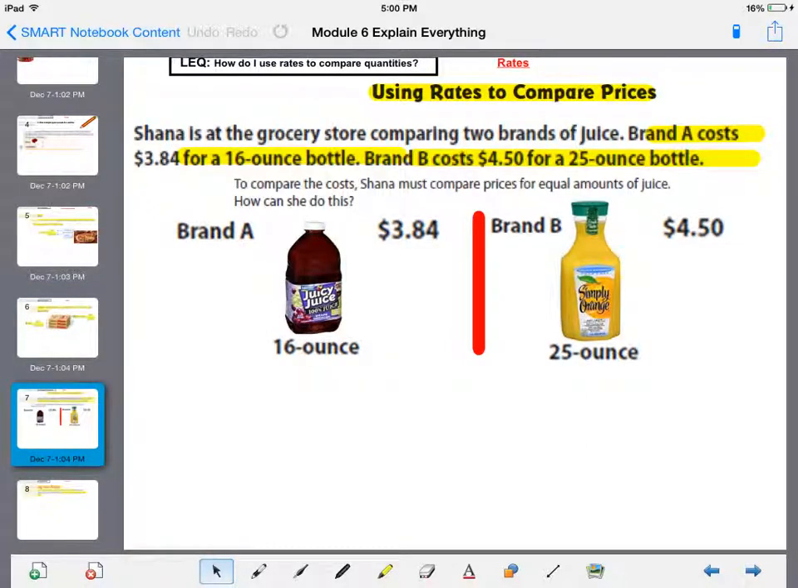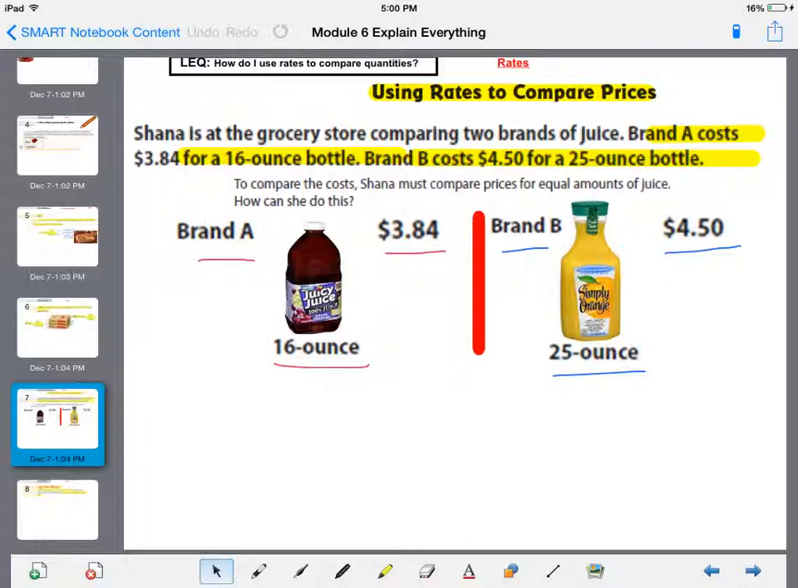This was one of my favorite questions that we've done in class thus far. The reason I like it so much is because we really can apply this to our real world. I spoke to you guys about how your parents do this all the time when they go to the supermarket. If they came across these 2 different brands and they see that they can pay $3.84 for brand A, which is going to give them 16 ounces, versus paying $4.50 for brand B, and they will get 25 ounces, they want to determine which is the better buy.